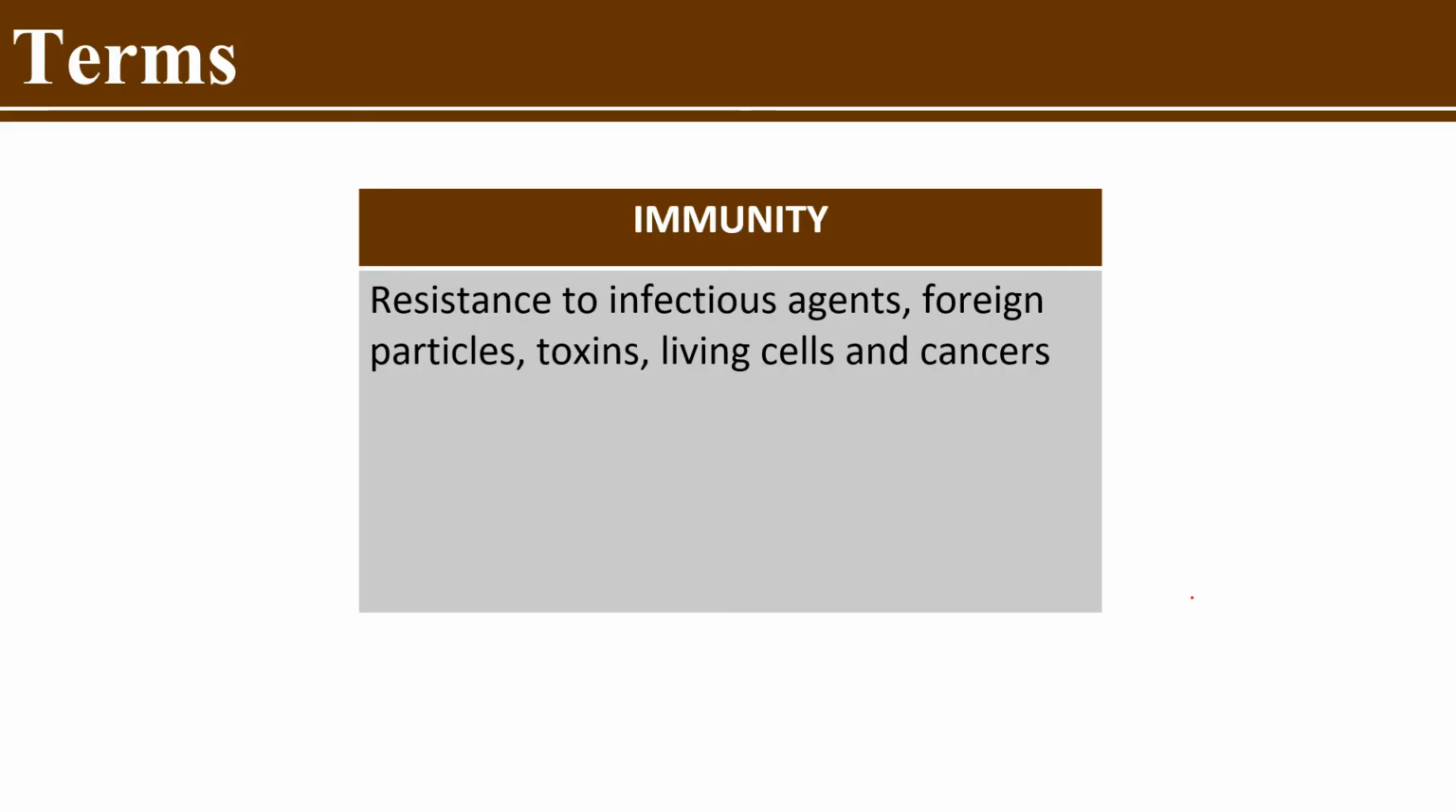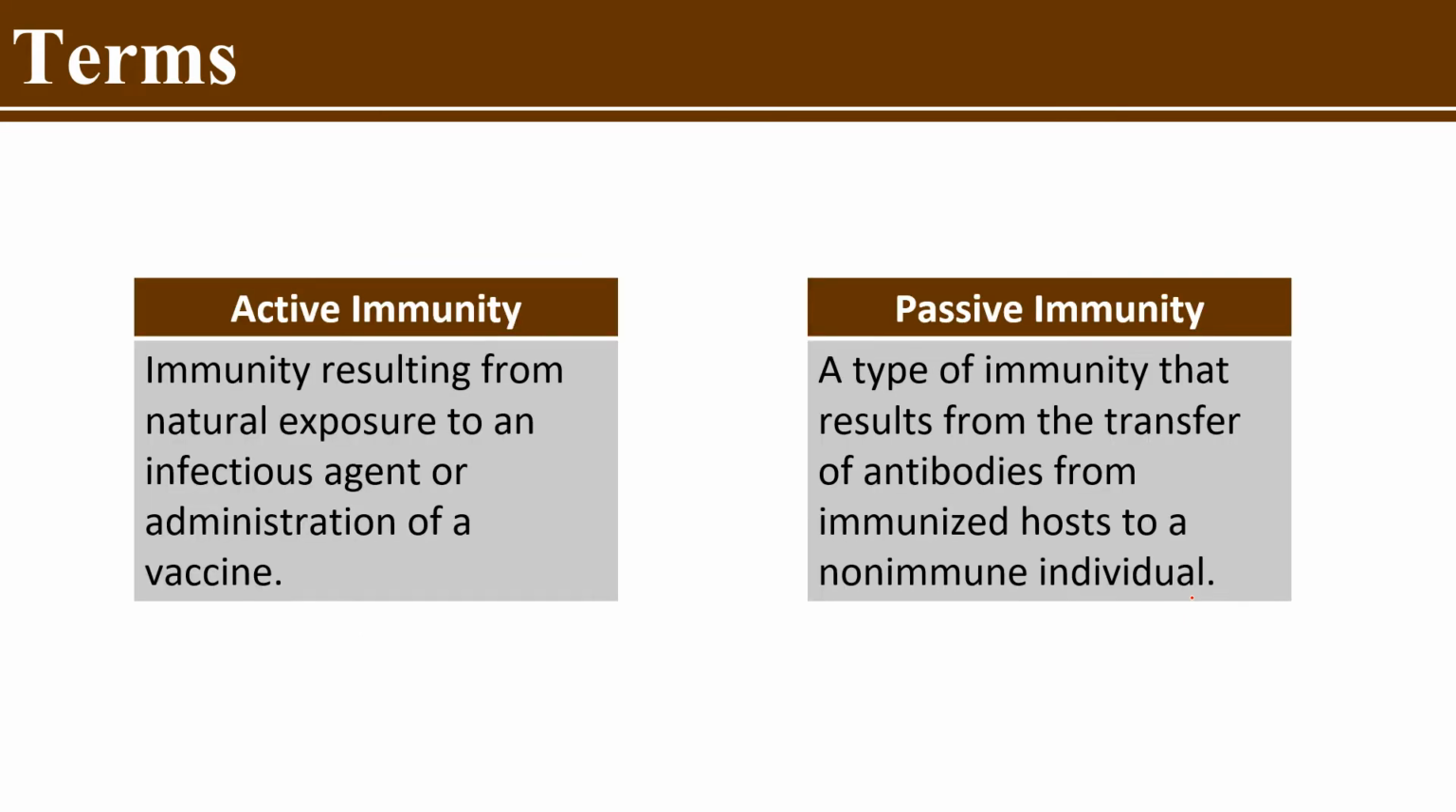Now let's talk about the definition of terms. Now, immunity class would refer to the resistance to infectious agents, foreign particles, toxins, living cells, and cancers. Now, there are two types of immunity. We have your active and passive immunity. Now, active immunity class would result from natural exposure to an infectious agent or administration of a vaccine.